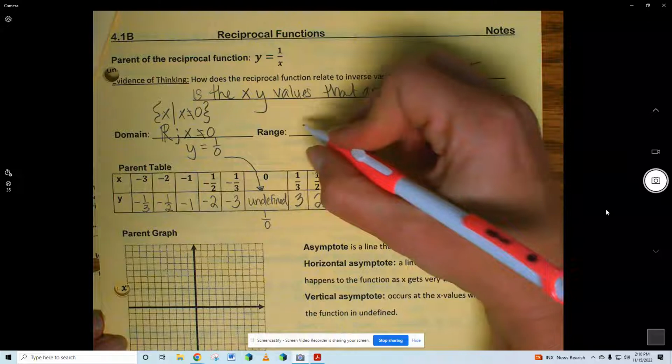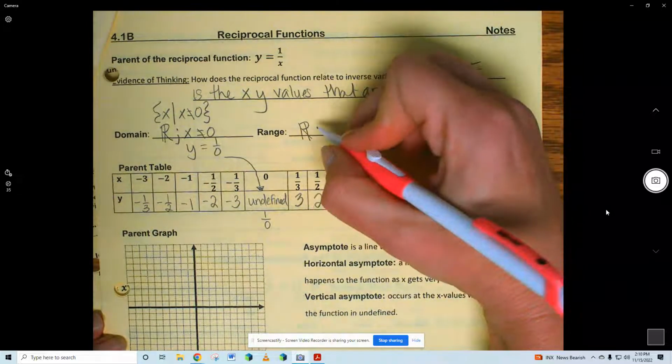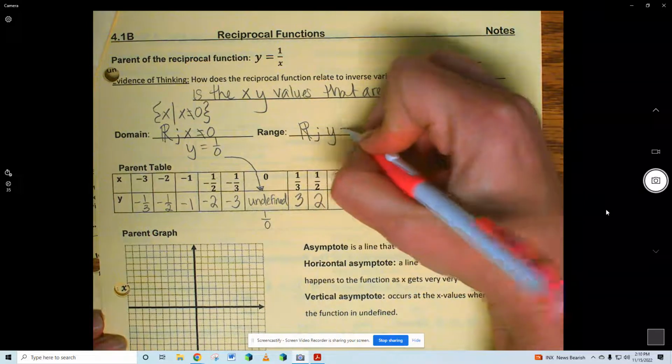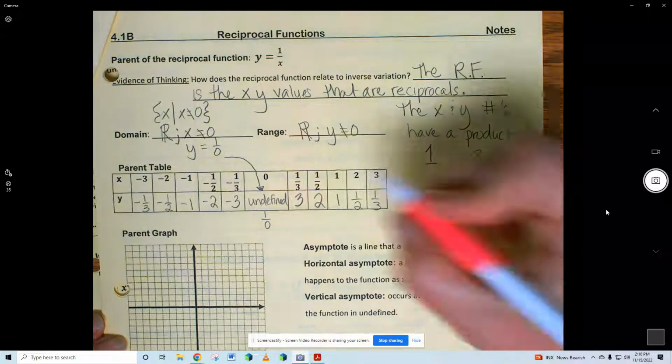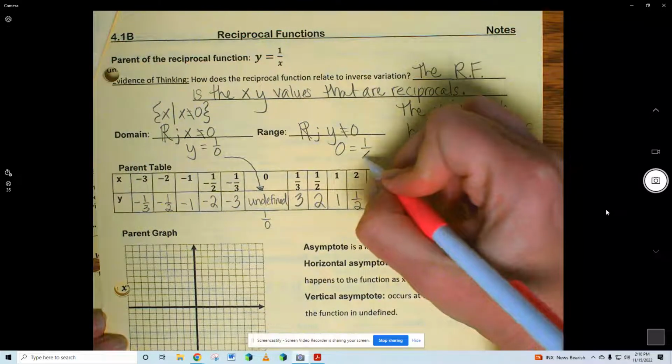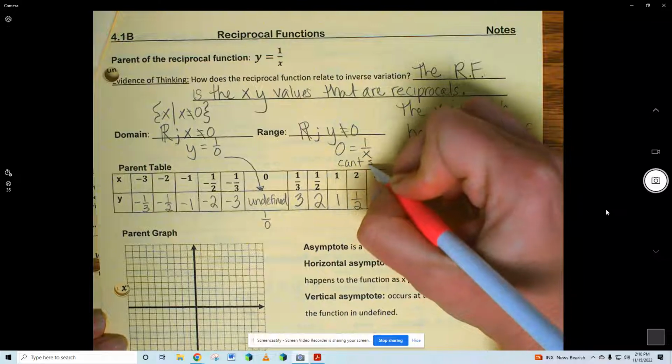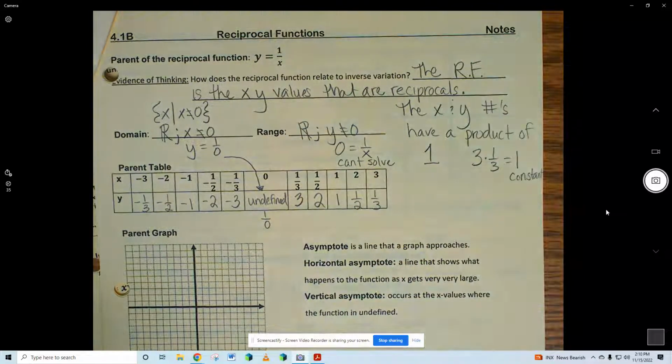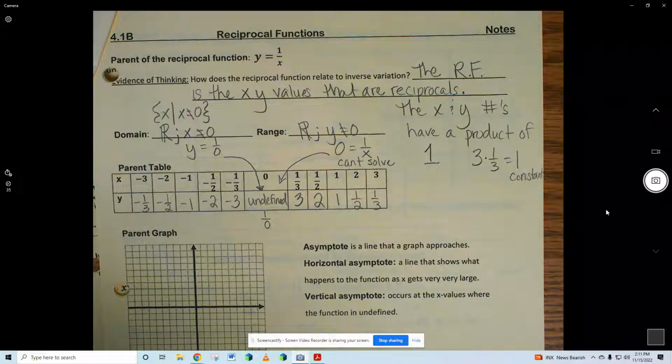The range can be written both ways as well. All real numbers, however, y cannot be 0. And 0 equals 1/x. I can't solve that. So that's where the undefined comes in again. It's really easy to remember what the table of values is because it's just reciprocals of each other. Okay?